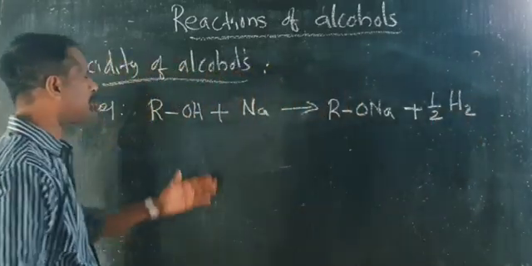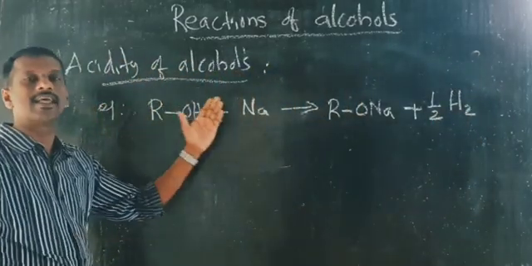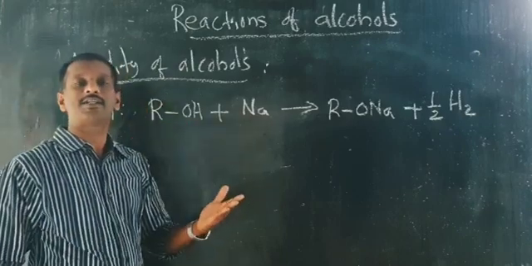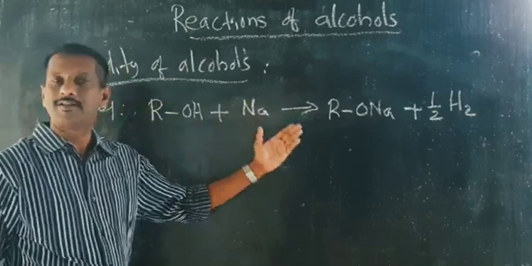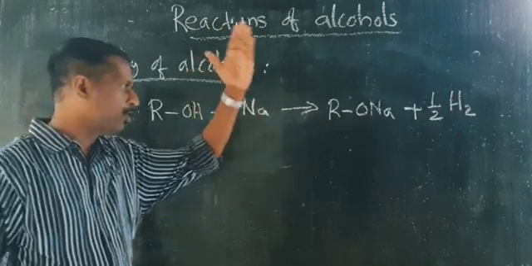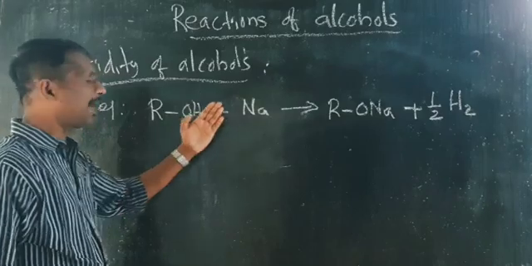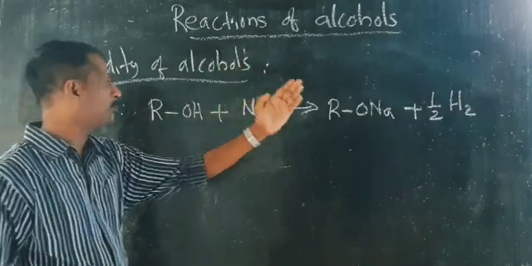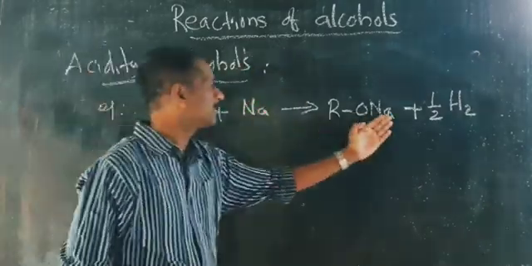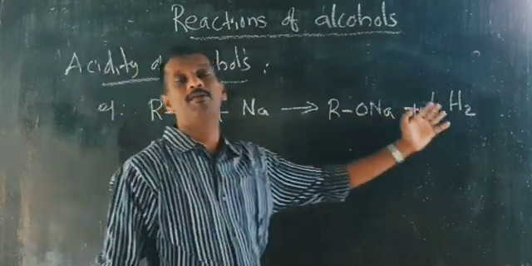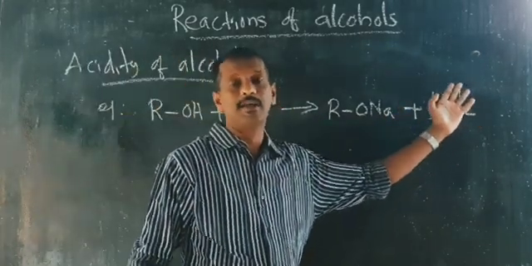Here you can see that alcohol is acting as an acid, because the common reaction of an acid is that it can react with metals, and salt plus hydrogen will form. Similarly, alcohol reacts with sodium metal, and what will form? Sodium salt of the acid, that means sodium alkoxide, plus hydrogen is evolved.